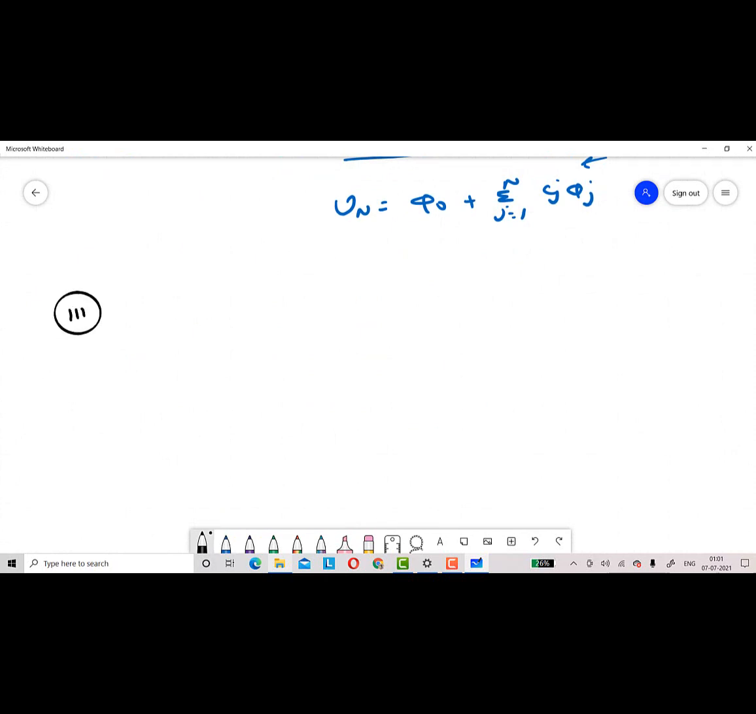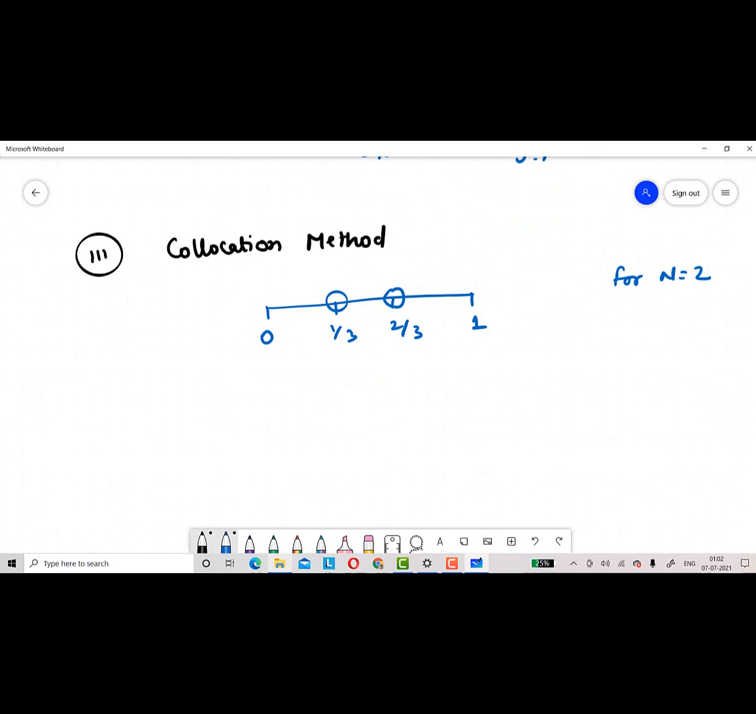The third method is the collocation method. We are solving for n equals 2, and we knew our limits are 0 to 1, so we need two intermediate points for this method. The intermediate points will be 1 by 3 and 2 by 3. What we do in this method is take x equals 1 by 3 once and x equals 2 by 3, and we will put these values in r.